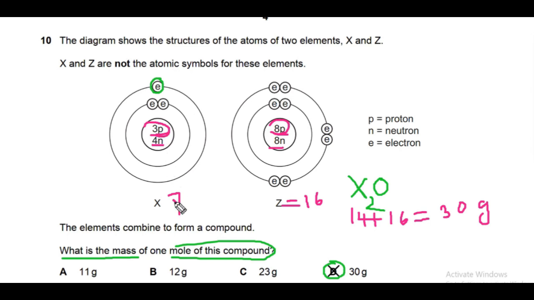3 protons, 4 neutrons, total mass number 7, and this is group 1. Here the outer shell has 6 electrons, so group 6, and 8 protons, 8 neutrons, total mass number 16. So the formula is X2O, lithium oxide. Lithium has mass number 7, 7 times 2 is 14, oxygen 16, so the answer will be 30 gram. D will be the right answer.